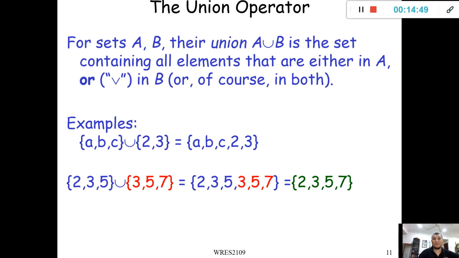So the union operator, or the OR operator. For sets A, B, the union A union B is the set containing all elements that are either in A or in B, of course, or in both. So, for example, you have A, B, C and 2, 3. And you have 2, 3, 5 and 3, 5, 7. You have 2, 3, 5, and 7.